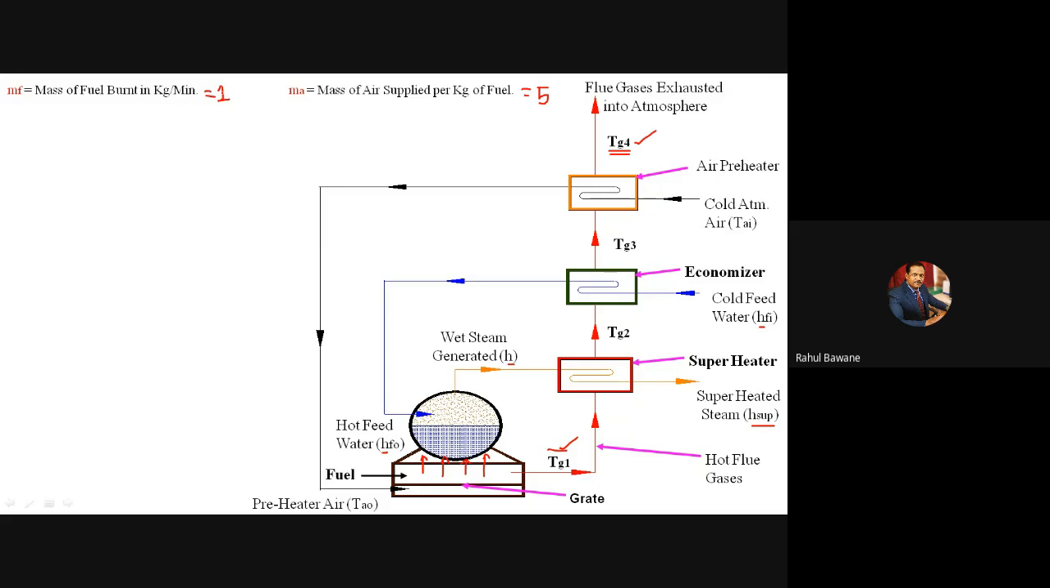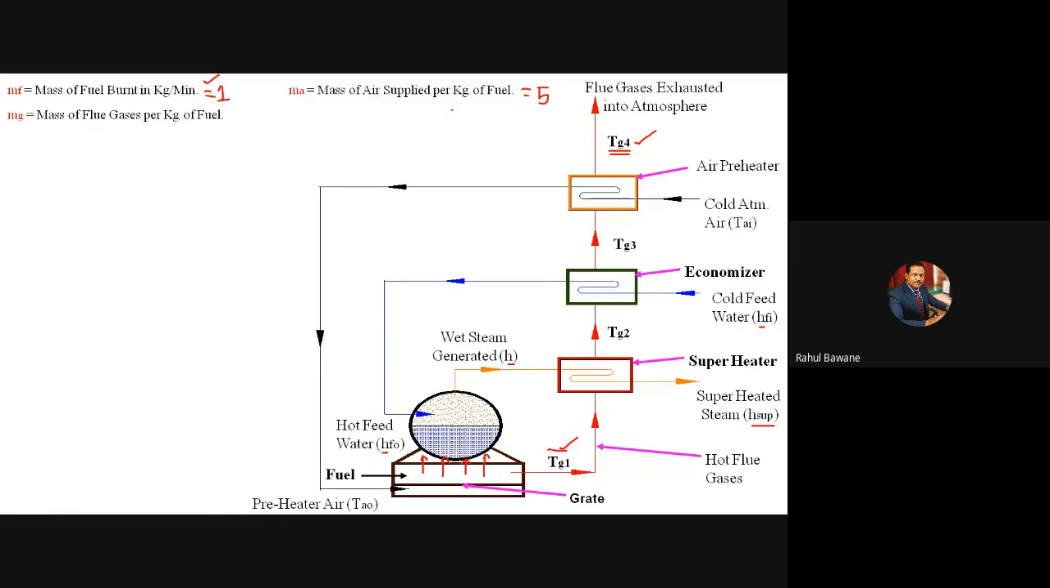If I increase my fuel rate to 2 kg, my mass of air supplied will then be double. So 1 kg of fuel requires 5 kg of air, and 2 kg of fuel requires 10 kg of air. So the mass of air is always dependent on how much fuel is supplied. Fuel is always given in kg per minute or kg per time, and mass of air is always given in kg per kg of fuel.